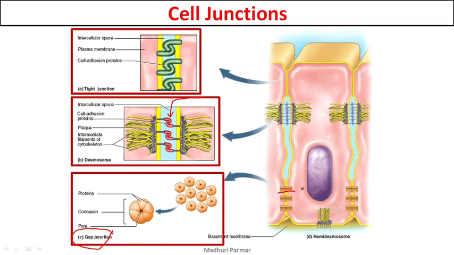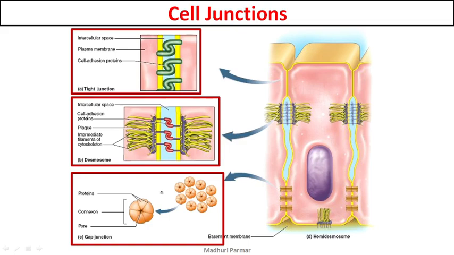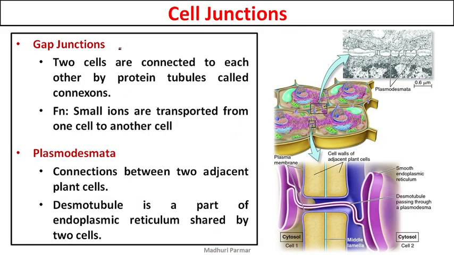Now these gap junctions, whatever channel proteins you are seeing, are actually called connexons. Okay, these are the connexons. They are made up of proteins, and in between what you see, that is the hole, that is the pore through which substances can be transported. Okay, signals can pass through. In gap junctions, two cells are connected to each other by protein tubules called connexons, which we just saw. Its function is to transport small ions. Small ions will just diffuse from one cell to another, and also some signaling molecules will be able to move from one cell to another.